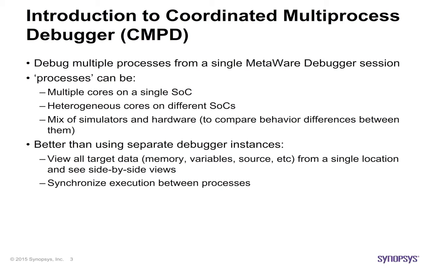Alternatively, the debugger can connect to cores that are physically separate, provided that each has an available debug connection. Finally, CMPD can even be used to debug a mix of physical cores and those modeled by one of the ARC simulator tools.